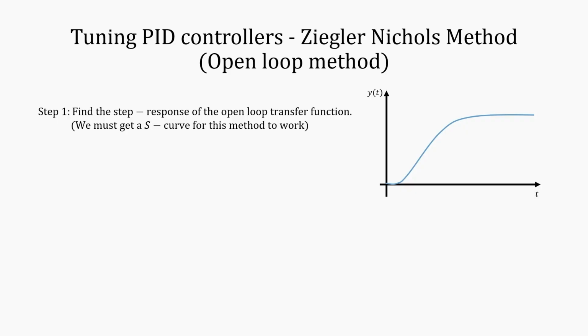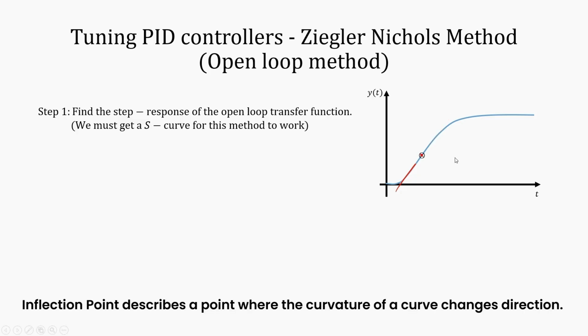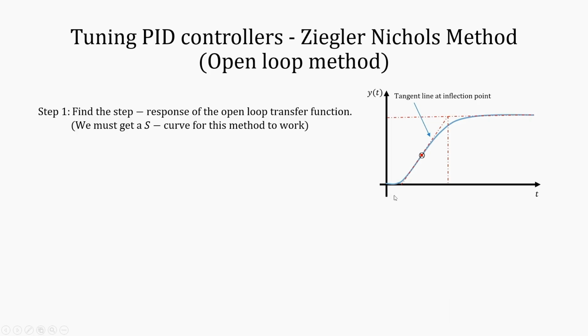If this is the step response of your open loop transfer function, then the first thing is that you find an inflection point on this plot. Now, what is an inflection point? This is the inflection point, and at that point you draw a tangent. So, you draw a tangent at that inflection point.